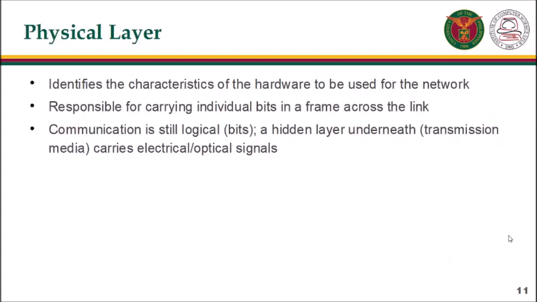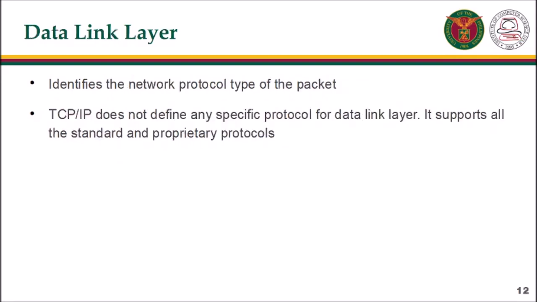The physical layer identifies the characteristics of the hardware to be used for the network. It is responsible for carrying individual bits in a frame across the link. Communication is still logical, but there is a hidden layer underneath which carries the electrical or optical signals. The data link layer identifies the network protocol type of the packet. TCP/IP, however, does not define any specific protocol for the data link layer. It supports all the standard and proprietary protocols.